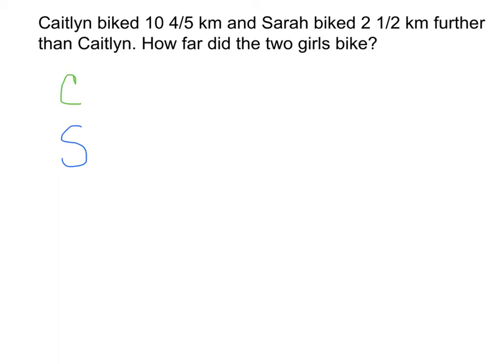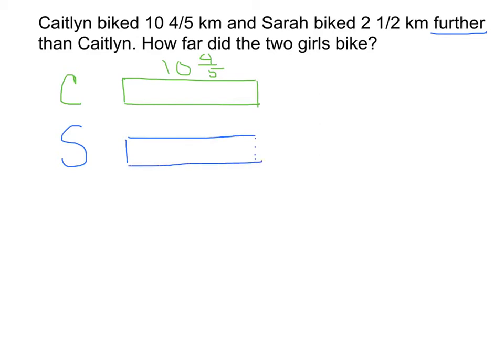So it says Caitlin biked 10 4/5 kilometers. So I'll draw the bar for Caitlin. Here's her 10 4/5 kilometers. And then Sarah biked 2.5 kilometers further than Caitlin. So she biked the same amount that Caitlin did. I'm just doing a little dotted line to represent the same amount. However, Sarah went further. In fact, she went 2 1/2 kilometers further.